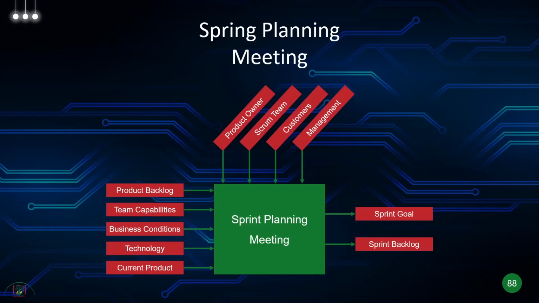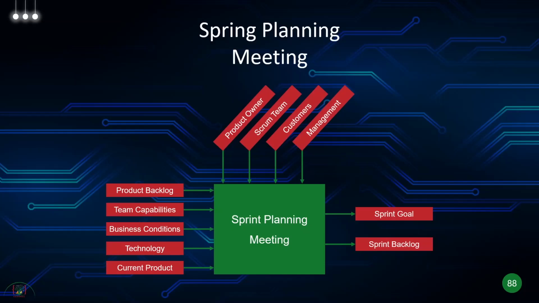So when you are going to the sprint planning meeting, the input is you need to have a product backlog, which is going to be prioritized. You need to have your team, their capability, resources, business conditions, that's part of the product roadmap, technology, and the current product.